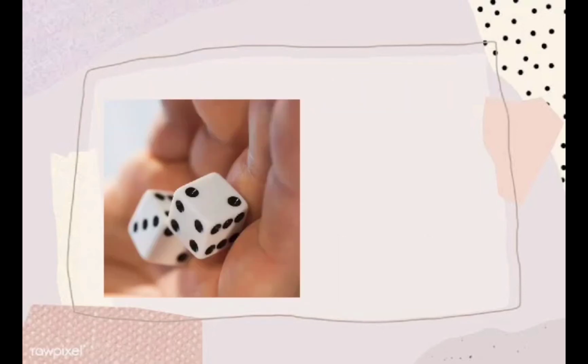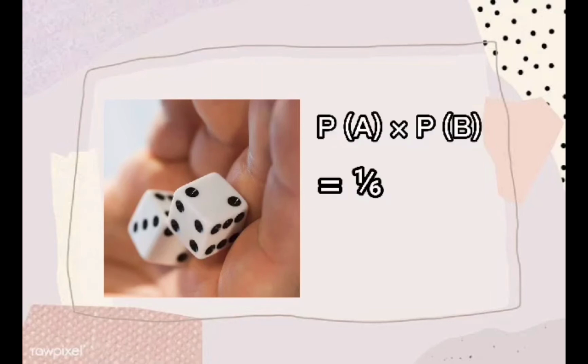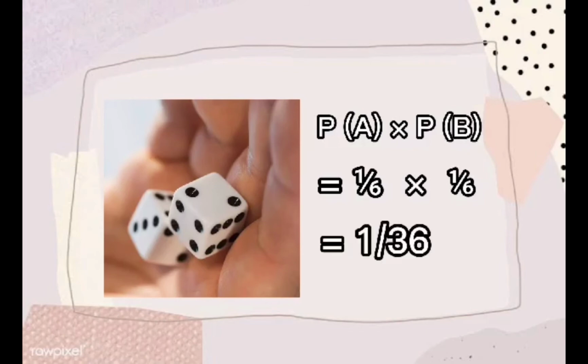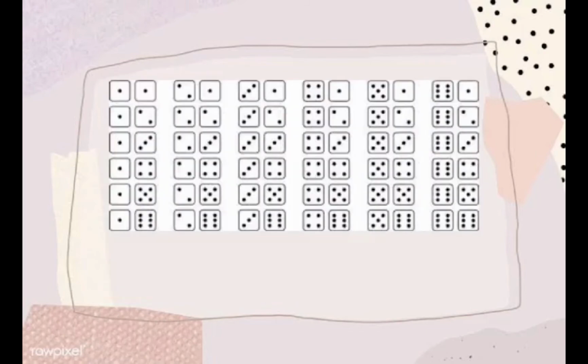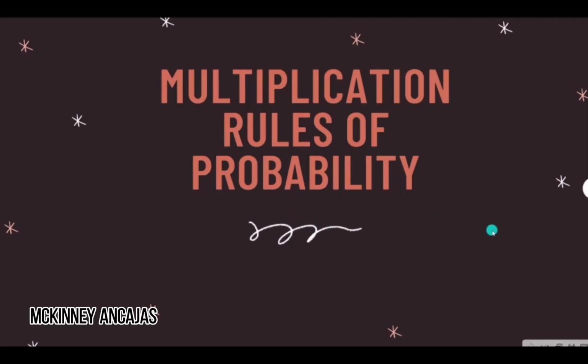Suppose we are rolling two 6-sided dice. The probability of rolling one die is 1 over 6. The probability of rolling the second die is also 1 over 6. The probability of rolling both dice is 1 over 6 times 1 over 6, which equals 1 over 36. If we list the whole sample space, here it goes, in total of 36. Multiplication rules of probability.